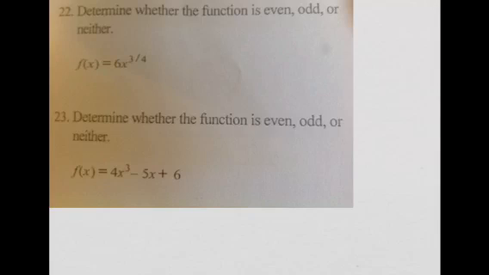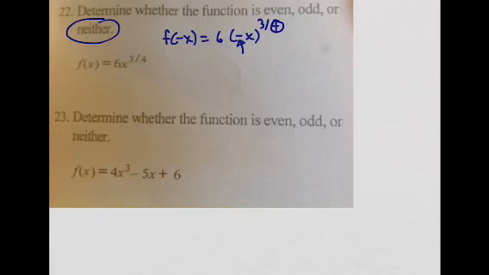Alright, so for 22, you have whether the function is even, odd, or neither. You replace all the x's. You could do this algebraically with negative x. And notice here, since we're taking the fourth root of a negative number, it doesn't even exist. So this one's going to be neither. Okay? Because that doesn't even exist when we do that. It's not in the real numbers.